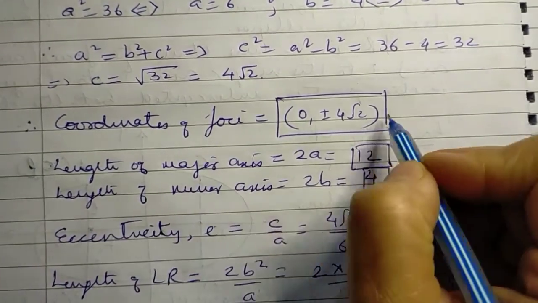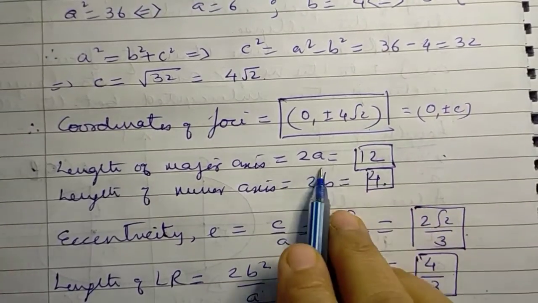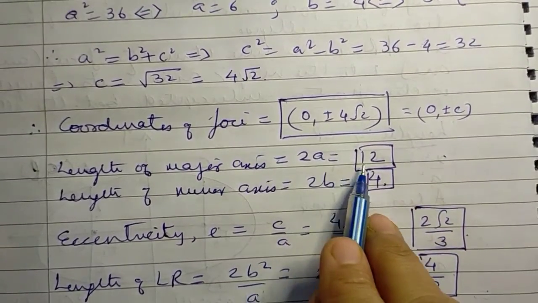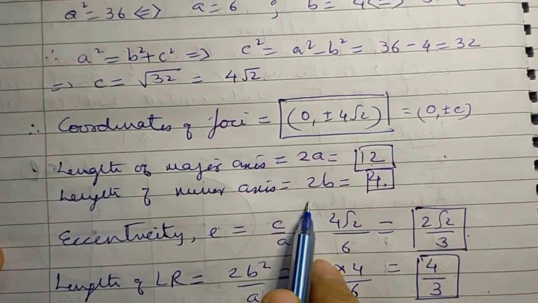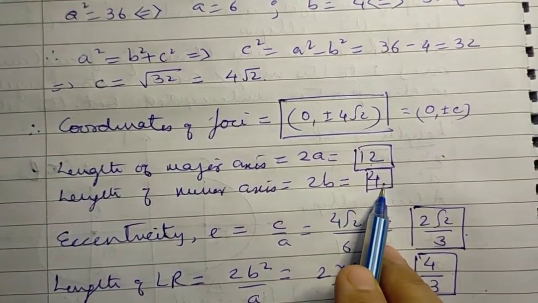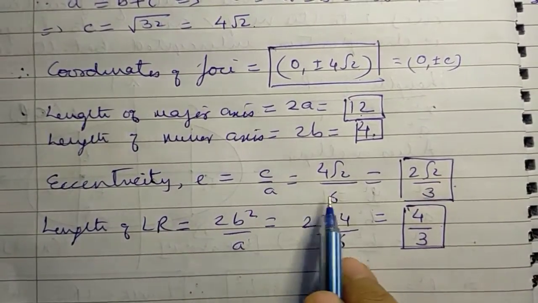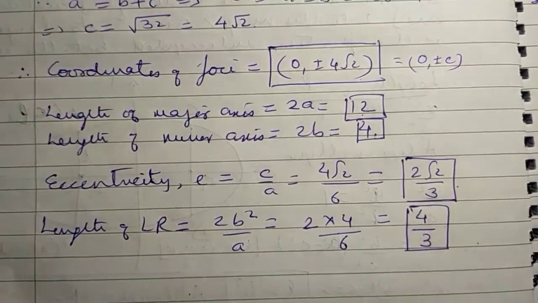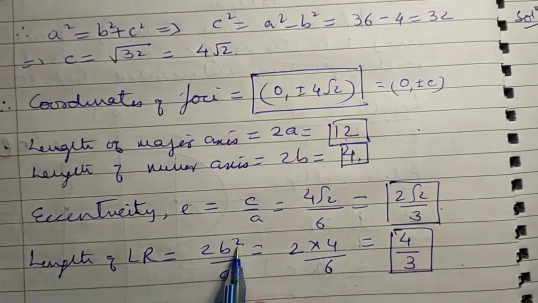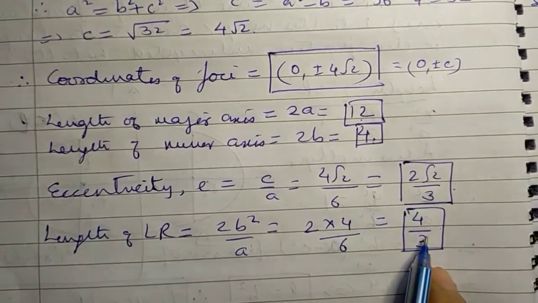Length of major axis is equal to 2a, which is 2 into 6, which is 12. Length of minor axis is 2b, which is 2 into 2, which is 4. Eccentricity e is defined as c by a and will be equal to 4 root 2 upon 6, which comes out to be 2 root 2 over 3. And length of latus rectum is equal to 2b squared over a, which is 2 into 4 by 6, which comes out to be 4 by 3.